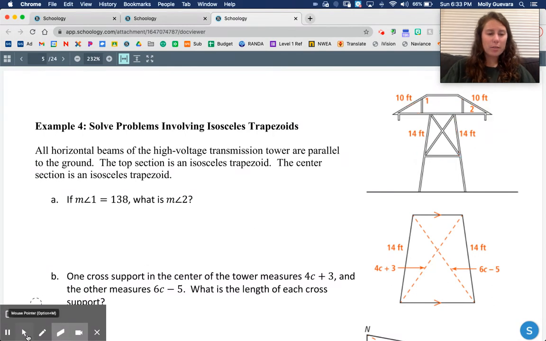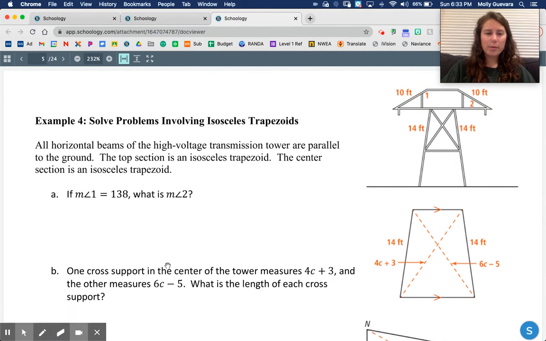Okay, so I'm gonna actually scoot down just a little bit more. There we go. The top section is an isosceles trapezoid, so that also means that these guys are the same length, which we kind of knew because they were both labeled 10. The center section is an isosceles trapezoid, so that means this side and this side are the same, which again we knew because they were both labeled 14. So it says if the measure of angle 1 is 138, what is the measure of angle 2? And here's angle 2 down here.